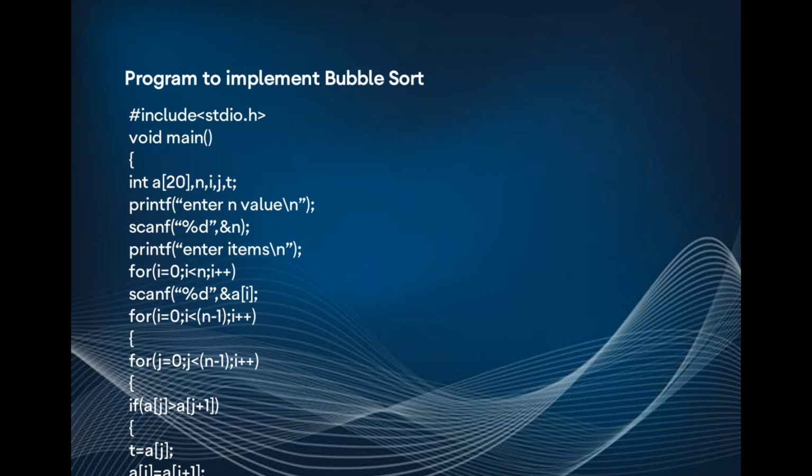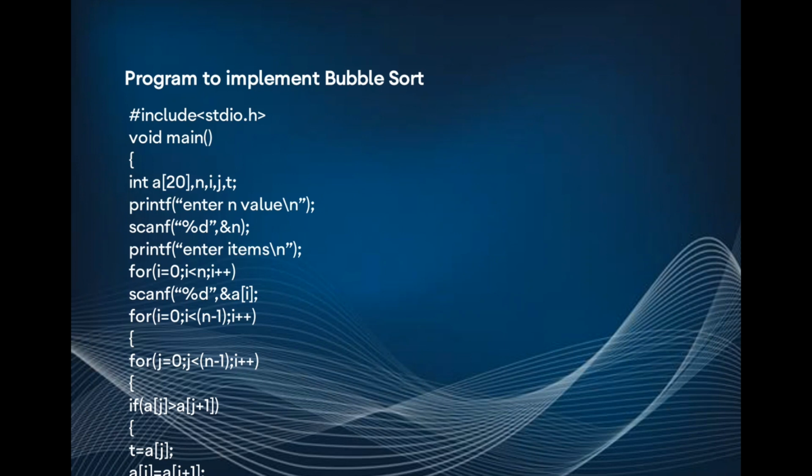Now I'm going to explain the program. #include <stdio.h> is the header file which is used to add the library functions in the program, and void main is the main part from where the real execution of the program starts. Before using any variables in our programs, we need to declare all of them in the declaration part. So here I'm going to declare the int array a of size 20 and n, i, j, t. t is for the temporary storage.